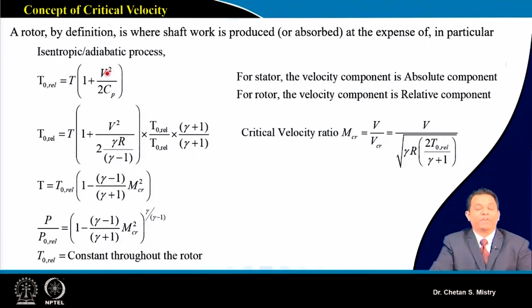Okay, so if I replace that, my Cp I can again write as gamma R over gamma minus 1. I am multiplying and dividing by T0 relative and gamma plus 1. And if we put this equation, it gives me how my static temperature and my pressure vary within the flow passage. Okay, so this is very important. It says my T0 relative remains constant throughout my rotor. In the same way, T0 we have considered remains constant for my stator.